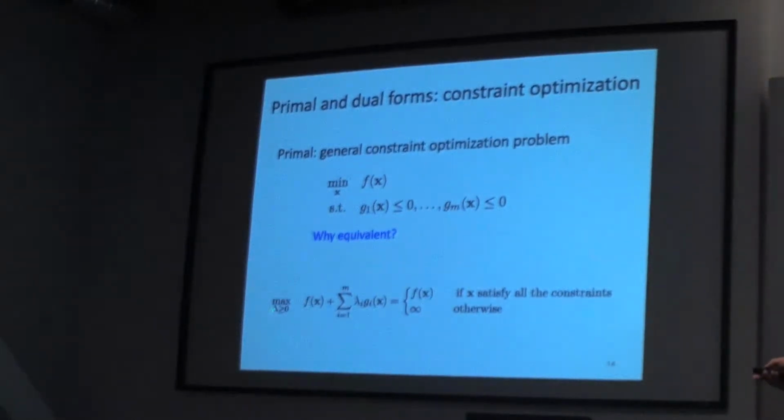Remember, in the outer level, x is fixed, so x is constant now. So you maximize this function with respect to lambda, right? Now that we know x satisfies all the constraints, all those g(x) less than or equal to 0, we know each of these terms is negative. So now I want to maximize the whole function. What values should the lambda i's take?